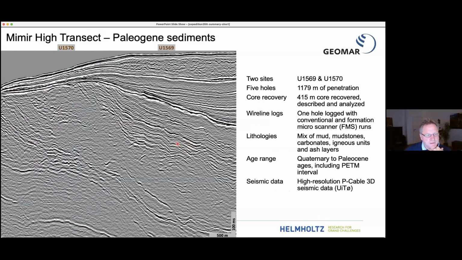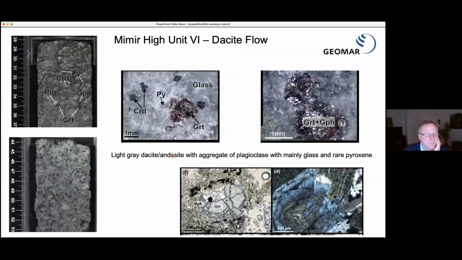Then we went to the transform margin high and got a very thick section of Paleocene-Eocene Thermal Maximum sediments in the basin setting, which will allow us to derive the environmental conditions during the time of breakup. We found some really crazy basalt flows or dacite with granite, with garnet inside. Very strange stuff, which indicates that there are some aggregates at the base of the crust.